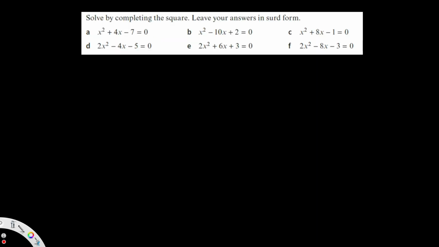Another possible question that you can be asked when you are dealing with completing the square is to solve a quadratic equation using the completing square method, and sometimes they can tell you to leave your answer in surd form. What is important is to know how to use the completing square method, and we're going to say maybe this is x squared plus 4x minus 7 equals 0.